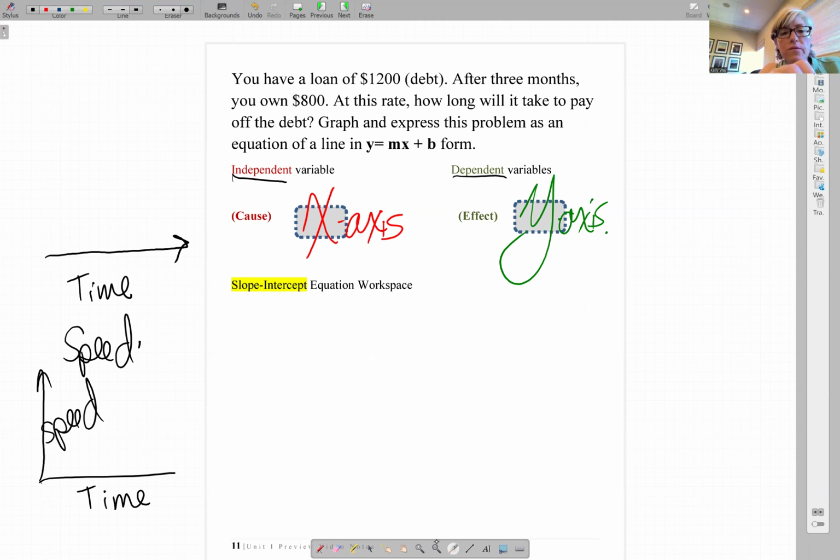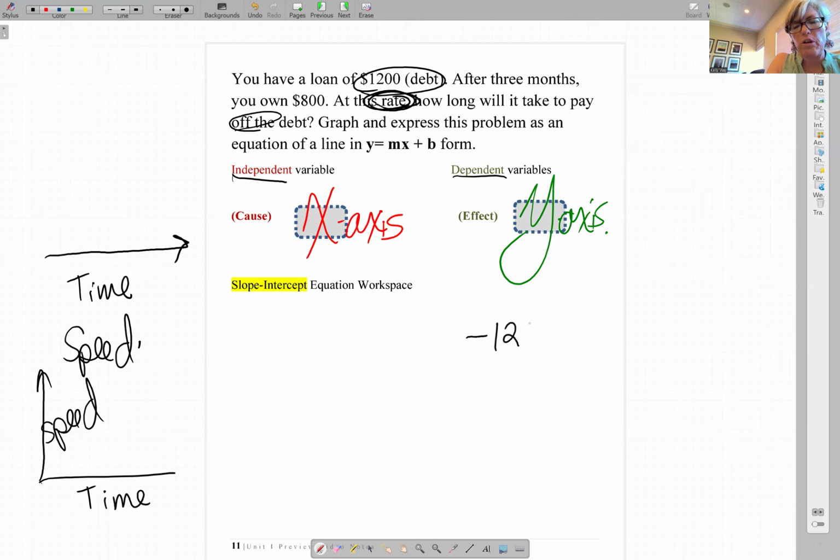All right. So we are going to show you this predictive nature. It says you have a loan of $1,200, a debt. After 3 months, you owe $800 at this rate. How long will it take to pay off the debt? Graph your expression y equals mx plus b. Okay, very careful. We have a loan of $1,200. That means we're in debt by $1,200.